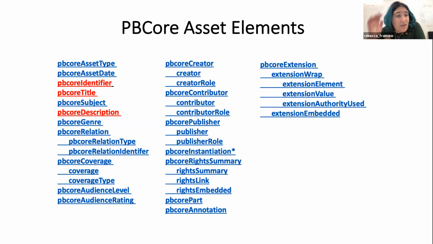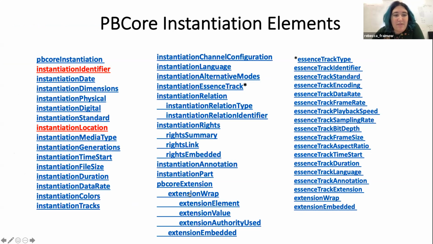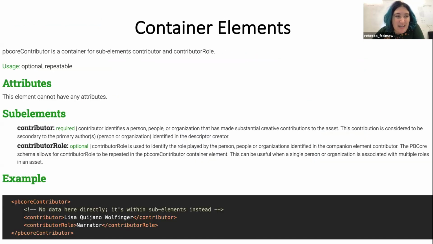If there aren't any other questions about specific PBCore asset elements, I'm going to move on to instantiation elements. So these are the different PBCore instantiation elements. Just go back to this slide again. This is another example. PBCore contributor contains the sub-elements contributor and contributor role. And you can see in our XML example, someone here has put the note that there's no data directly in the PBCore contributor element. It just contains the sub-elements contributor and contributor role.